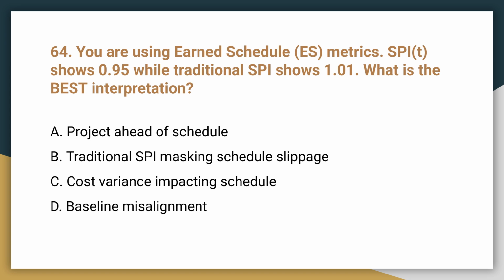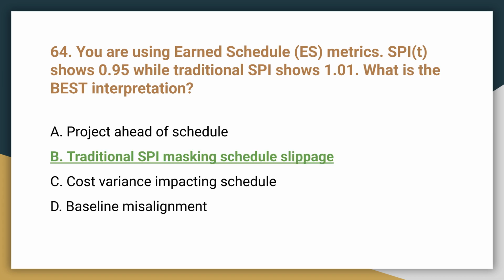Question 64. You are using earned schedule metrics. SPI(t) is 0.95, while traditional SPI is 1.01. What is the best interpretation? The best interpretation is B. Traditional SPI is masking schedule slippage. Earned schedule provides a more accurate time-based performance measurement.